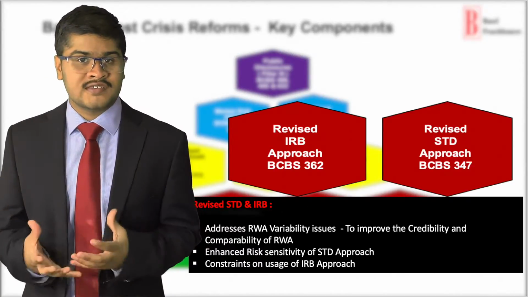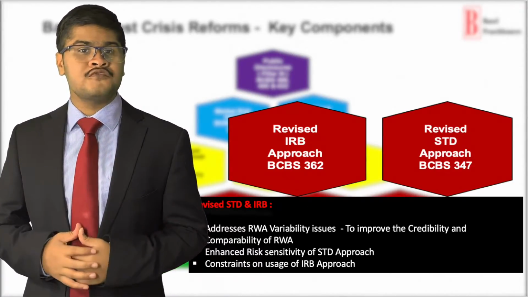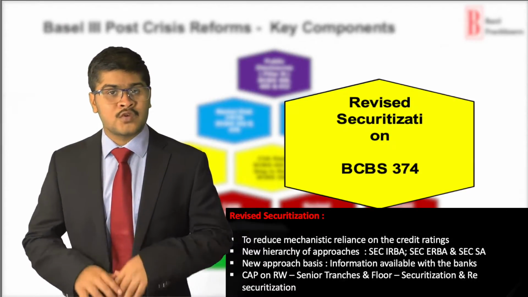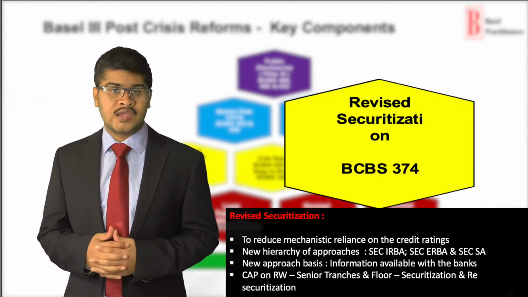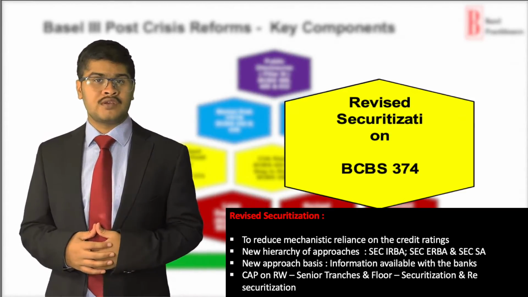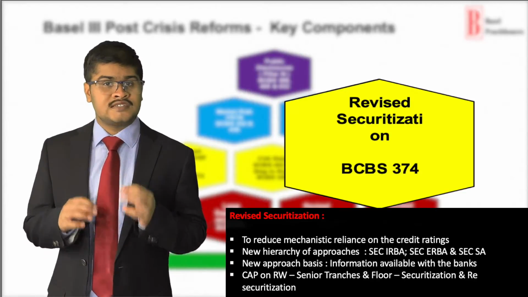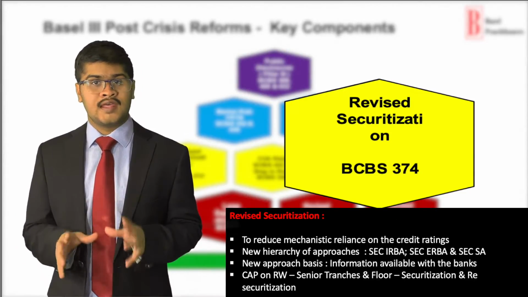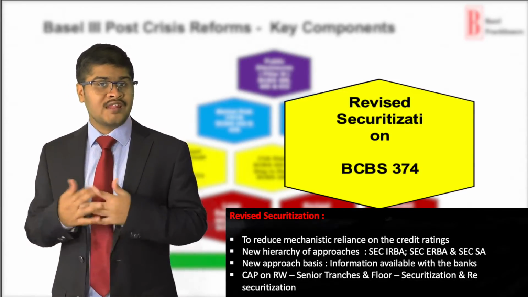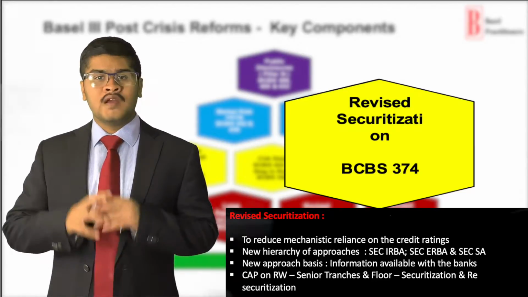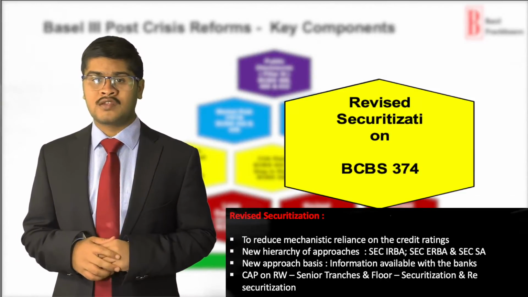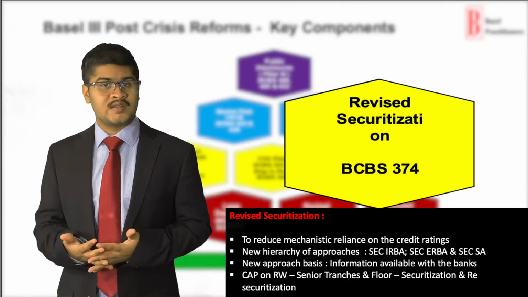The approaches' risk sensitivity and complexity have been improved, and a lot of constraints have been brought in on using the IRB approach. It is used with the aim to reduce the mechanistic reliance on credit ratings. The existing securitization process has been revamped, introducing a new hierarchy of 3 approaches called SEC-IRBA, SEC-ERBA, and SEC-SA. The new approaches mainly rely on the information that is available to the banks and on the type of analysis it can perform on a specific transaction. They introduce caps on RWAs for senior tranches and floors on securitization and re-securitization. Overall, the risk sensitivities of the approach have been enhanced.